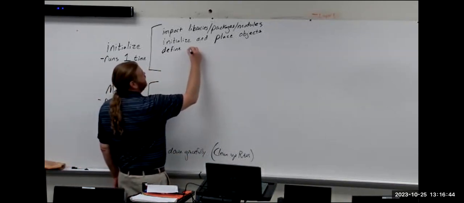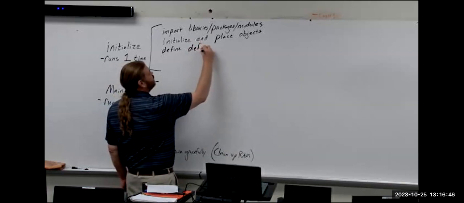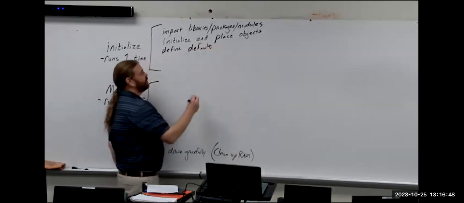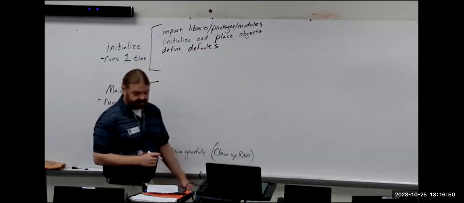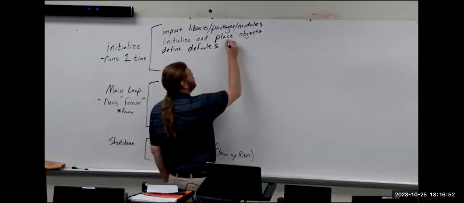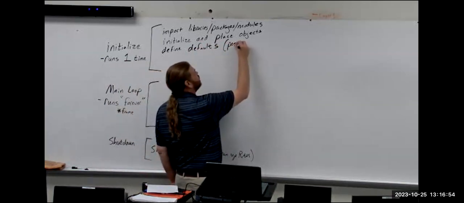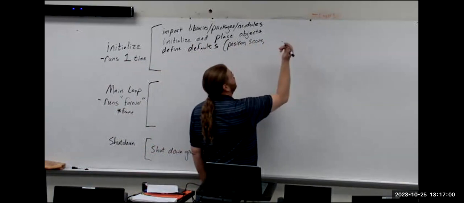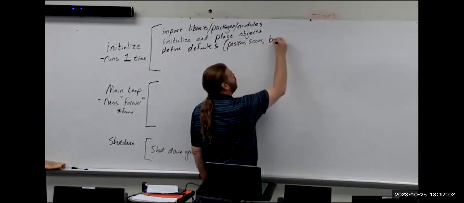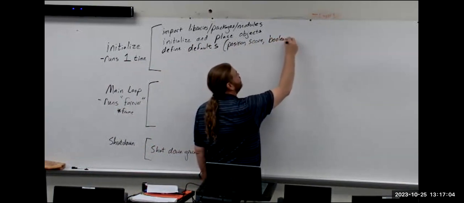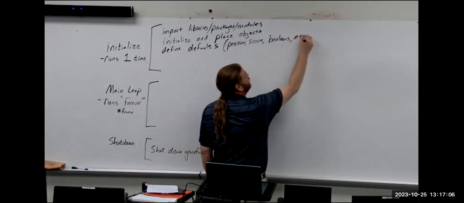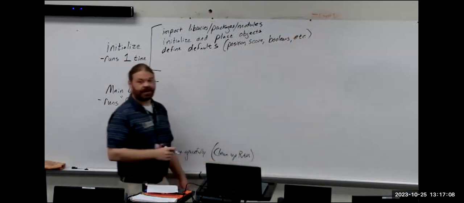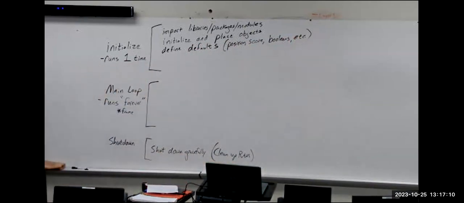And I'm going to say define the default values. Where are we starting at? Define our defaults, which is like position, score. Those are probably two that we have almost every time. Booleans come in very, very useful, etc. There's a lot of things we'll have, but Booleans make a lot of things easy.